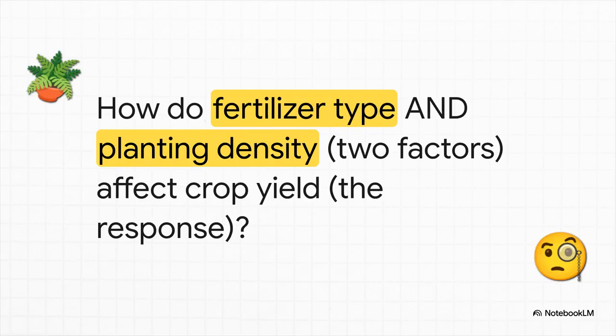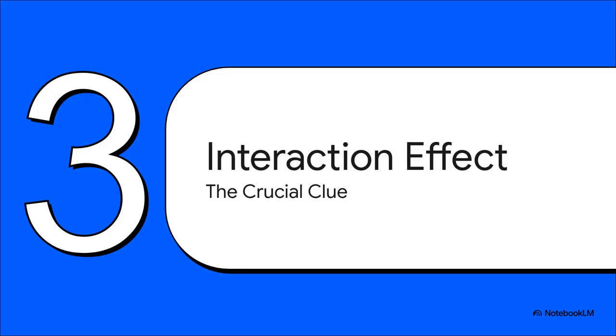Let's go back to our farmer. This time, she still wants to test her 3 fertilizer types, but she also suspects that planting her crops farther apart or closer together might make a difference. So now she has 2 factors to test, fertilizer type and planting density. This brings us to the real secret weapon of the two-way ANOVA. It's the most insightful piece of the puzzle, and it's called the interaction effect.